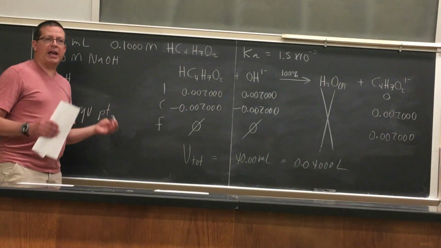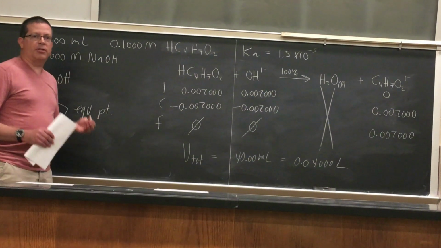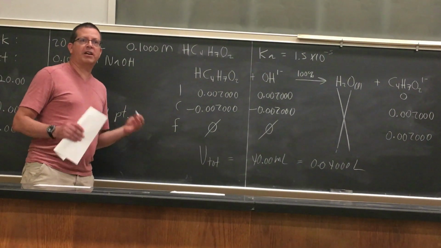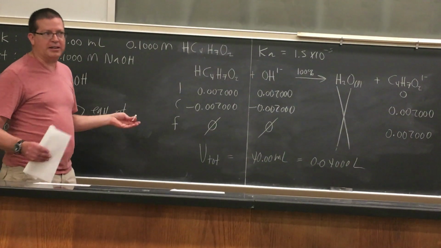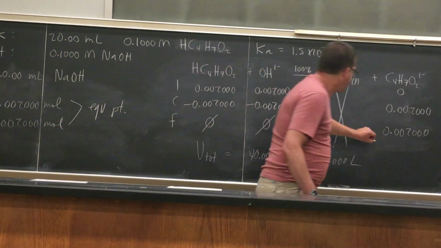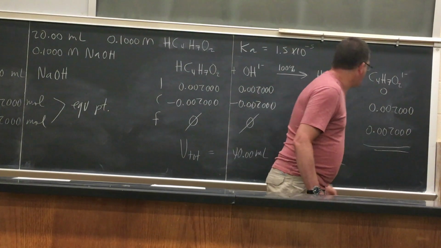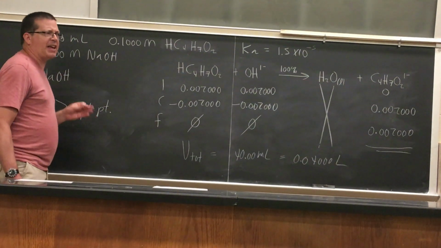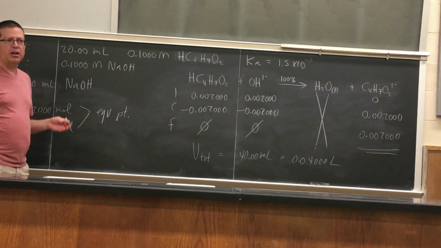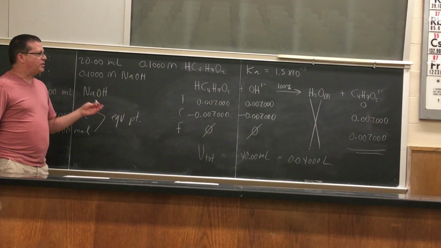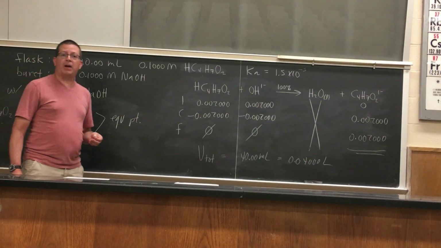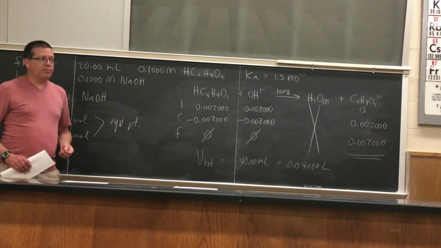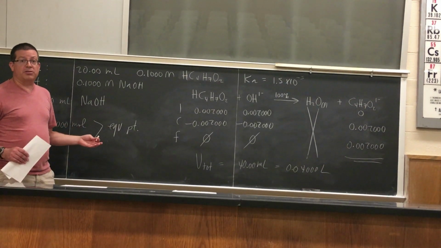So now what we have to do is think about how we're going to set up our ICE table to calculate the pH of the solution. We have to look at our ICF table and ask ourselves, what have we got after this reaction has taken place? And what we have is nothing more than some number of moles of the conjugate base. So now to calculate the pH of the solution, we have to look at the dissociation of the conjugate base on its own in water. All right, so that's what our ICE table is going to consist of.